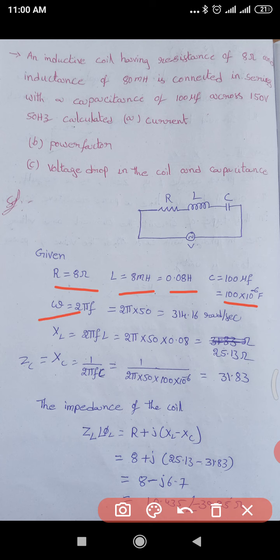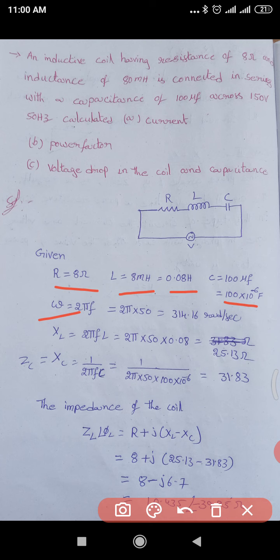Next we have to find omega, that means radians per second. 2 pi f, 2 pi into 50, that is equal to 314.16 radians per second. While we are calculating all these things, we have to remember that our calculator must be in radians mode.